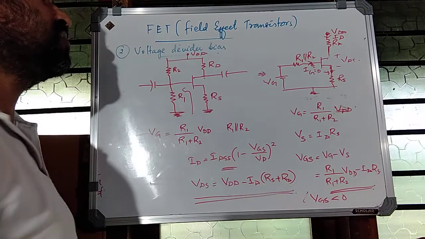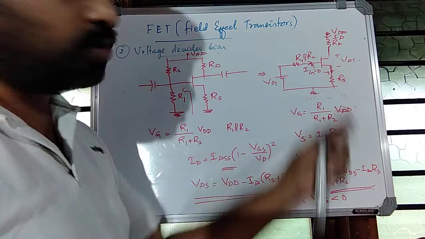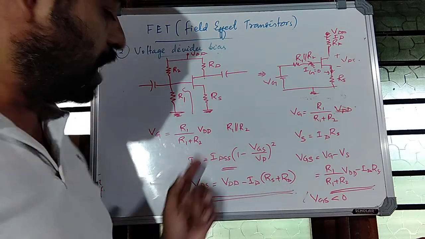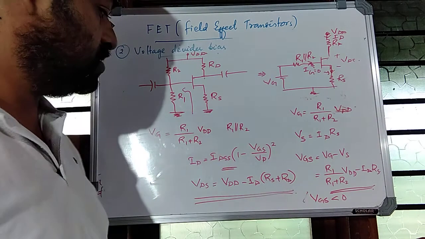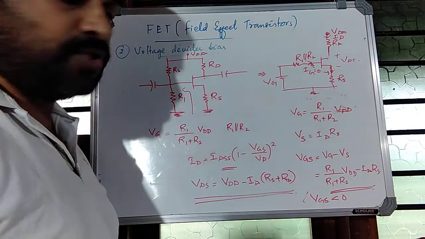അപ്പോൾ ഏത് ബയാസിംഗ് സർക്യൂട്ട് എടുത്താലും നമുക്ക് ചെയ്യേണ്ടത് ആദ്യം VGS എന്നുള്ള വോൾട്ടേജ് കാണാം, ഗേറ്റ് ടു സോഴ്സ് വോൾട്ടേജ്. Then find ID using this formula: IDSS into 1 minus VGS by VP the whole square.